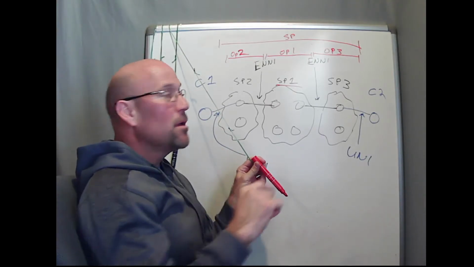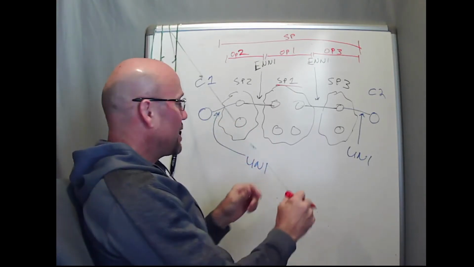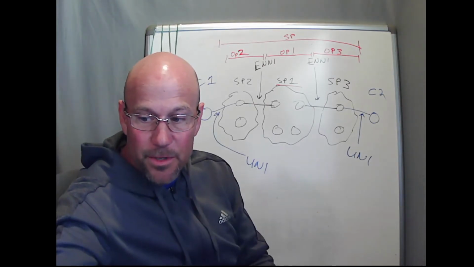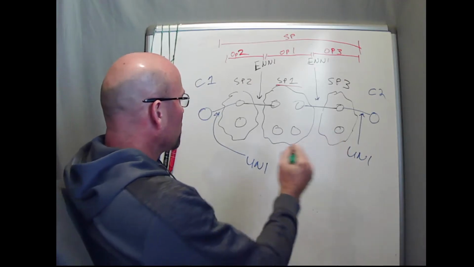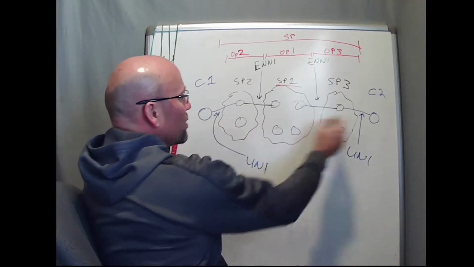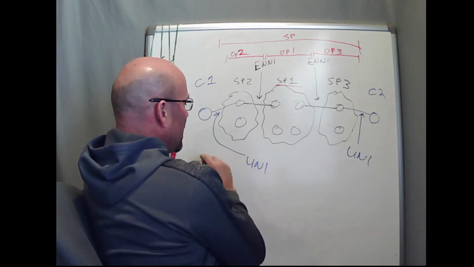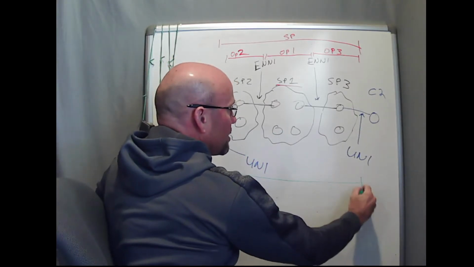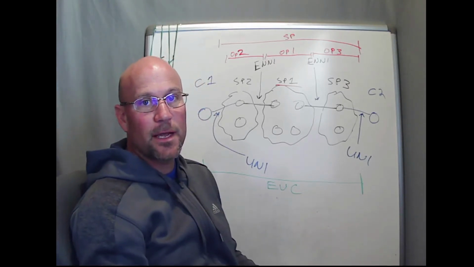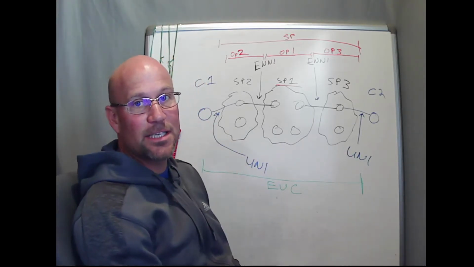All right, now, another concept is the overall circuit. Here, I'm going to use a different color. The overall circuit end to end between this router and this router is known as an EVC, Ethernet Virtual Connection. The overall circuit end to end is known as an EVC.